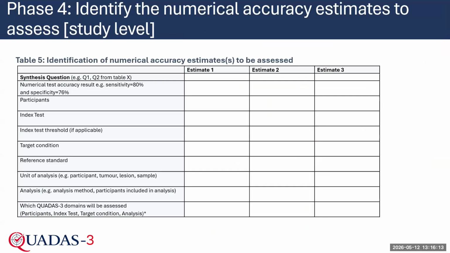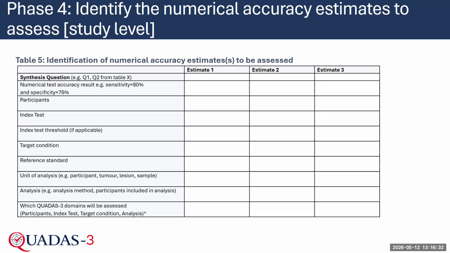So our next phase is to identify the numerical accuracy estimates to assess. So this is also something you'll be doing as part of your data extraction, thinking which estimates do I want in my review? And this really formalizes that process of linking those estimates back to the synthesis questions that you defined at the start.